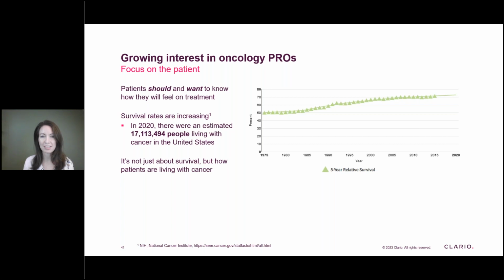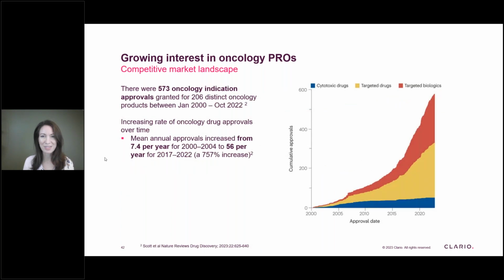So if we move to the next slide, I don't know if it's stuck. There we go. Thanks. So this is showing that there were 573 oncology indication approvals granted between 2000 and 2022. And we're really seeing that this rate is increasing drastically over time, such that the mean annual approvals went from 7 oncology drug approvals per year from 2000 to 2004 to 56 per year in more recent years, from 2017 to 2022.